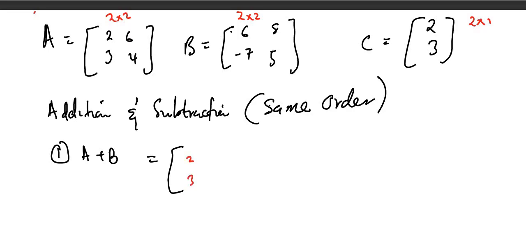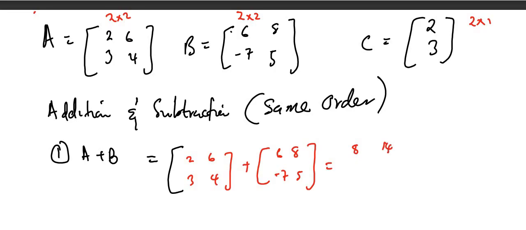So we write our 2, 3, 6, and 4, and we're adding it with 6, 8, -7, and 5. When we combine them, we add according to position. The 2 is added to the 6, giving 8. Then the 6 is added to the 8, which gives 14. Then the 3 plus -7 gives -4. Then 4 plus 5 gives 9. This is A plus B, the matrix that we obtain.